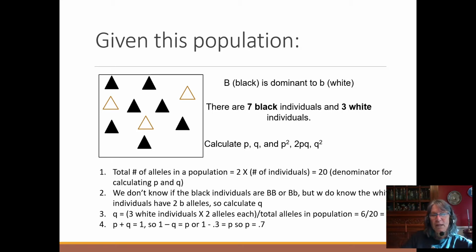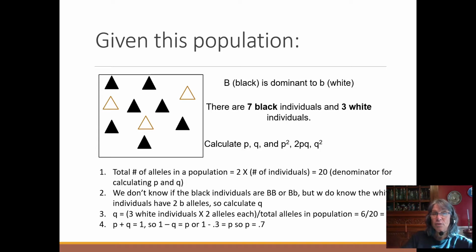I don't know if the black individuals that I see here are homozygote dominant or heterozygote, but I do know the white individuals are homozygote recessive, so they have 2 small b's. So I can calculate q. q is the number of white individuals times 2, because each one has 2 lowercase b alleles, divided by the total alleles in the population. If there are 10 individuals, there must be 20 alleles, which is 6 over 20, or 0.3.